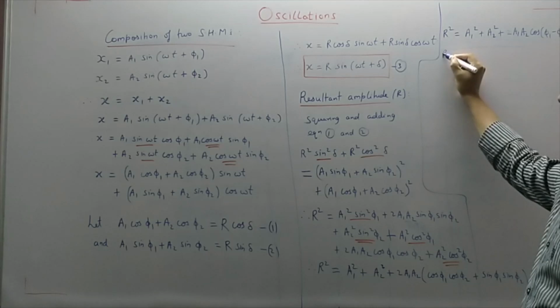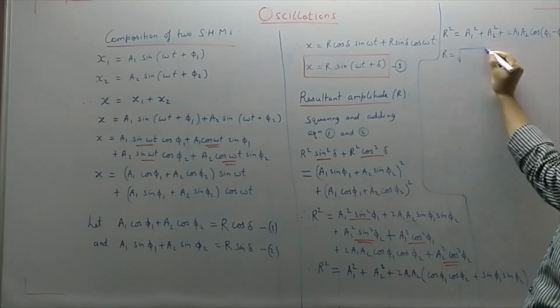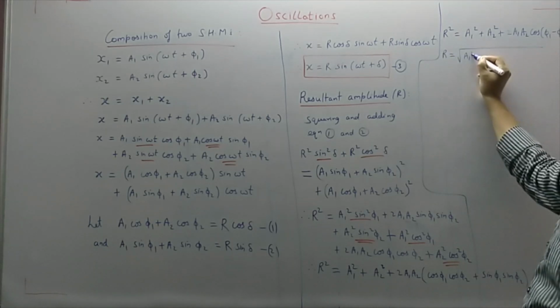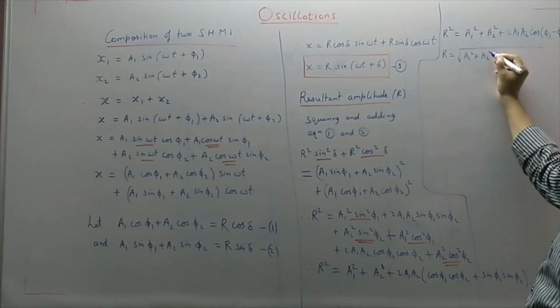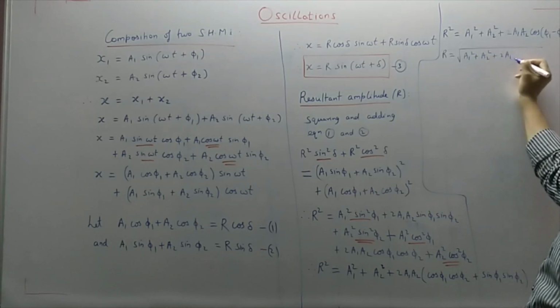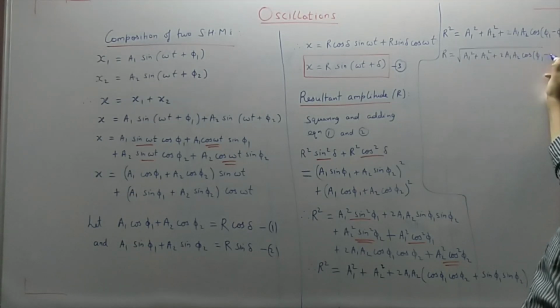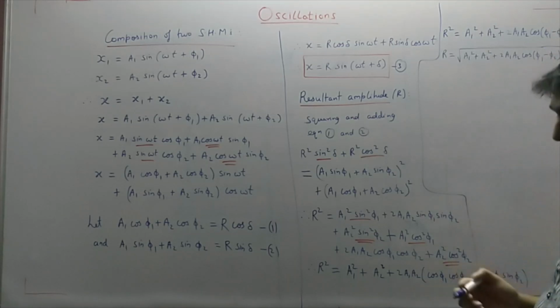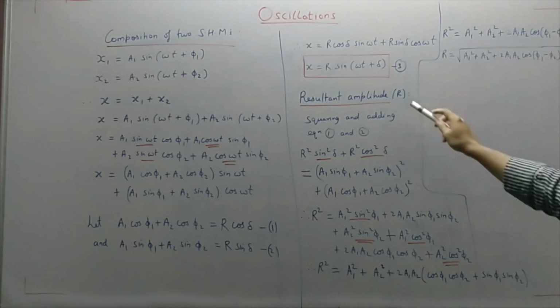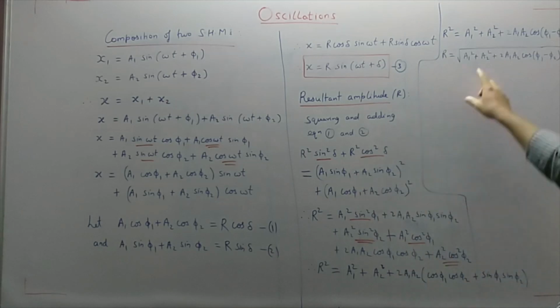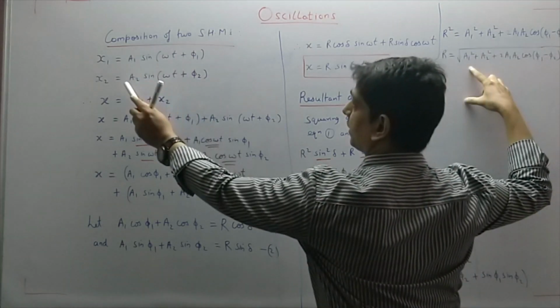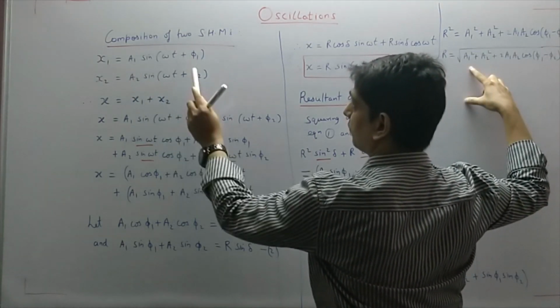So the resultant amplitude R is given by the square root of A1 squared plus A2 squared plus 2 A1 A2 cos of phi 1 minus phi 2. So this is the formula for resultant amplitude. The third point: the resultant amplitude depends upon the amplitude of the first one, the amplitude of the second one, and upon the phase of the first one and the phase of the second particle.